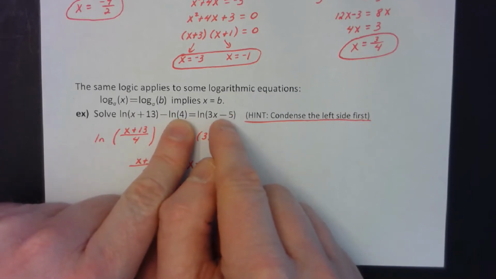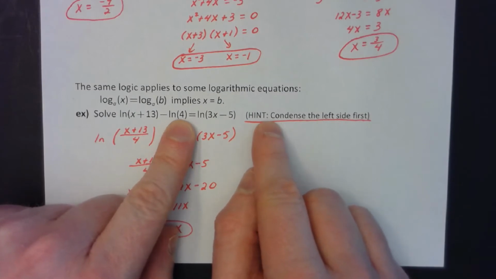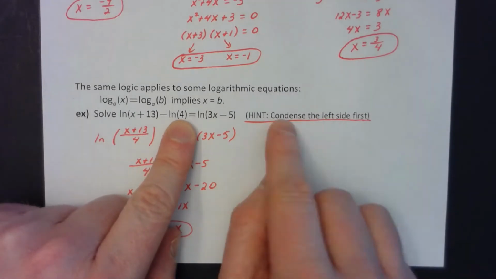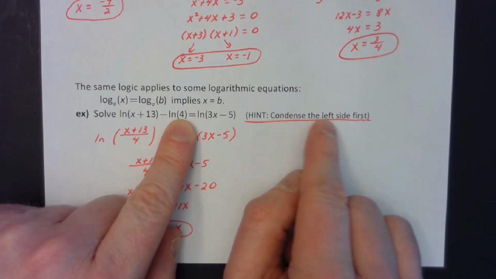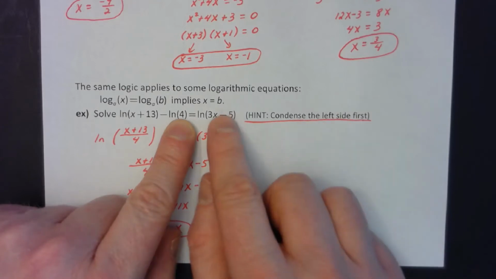Before you can even think about this problem, and I put it as a hint over here, but not only is it a hint, you can't work the problem without thinking about this. You're going to have to use our properties of logarithms to condense the left side of the equation first before trying to use your one-to-one properties to simplify.